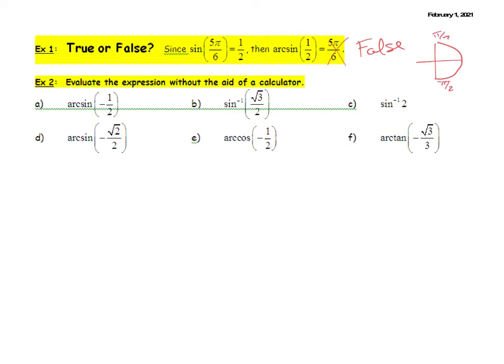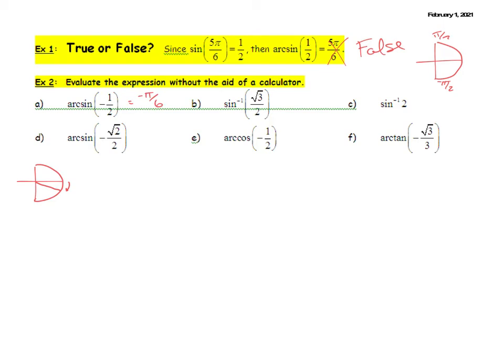All right, let's take a look at example 2. A bunch of examples here. What's the arc sine of negative a half? Again, to me, I'm just going to say, okay, when is the sine negative a half? In this range right here. The sine's negative a half here, but that has to be a negative pi over 6.